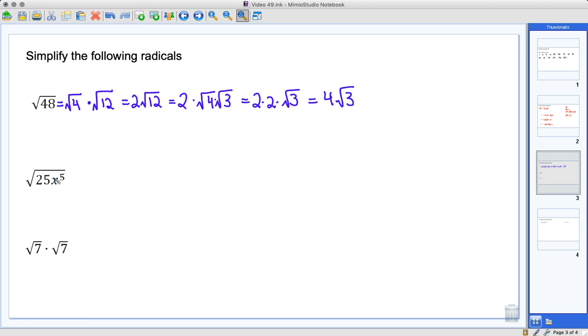Okay. Next one, break it apart. So square root of 25 x to the 5th. Now remember what I told you, this is not an even power, so we're going to break it apart a little bit. We're going to have an x and then x to the 4th. So we know this is a 1. 1 plus 4 is 5. So then you get 5 x squared square root of x. Bottom one goes the opposite way. So square root of 7 times square root of 7 is square root of 49, which actually is 7.